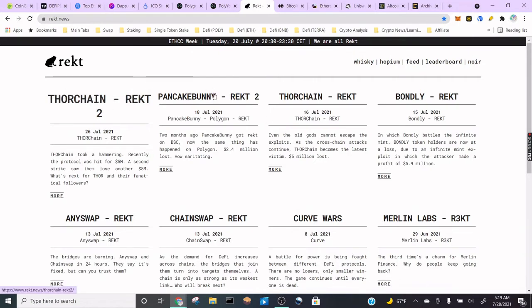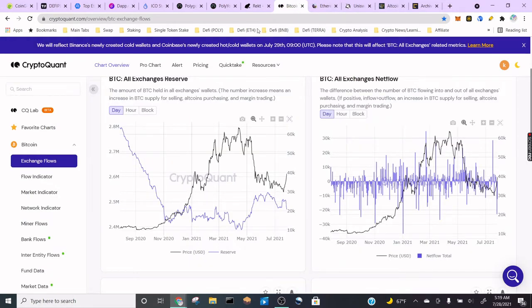And I always thought this one was funny. All they do is just post, this guy got wrecked, that guy got wrecked, that guy got wrecked. But it keeps you honest about what we're doing here, right? You got to be safe.